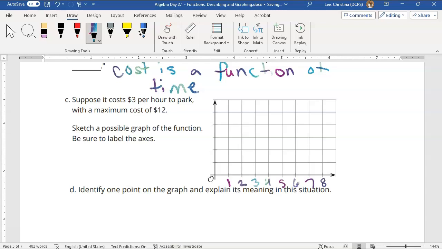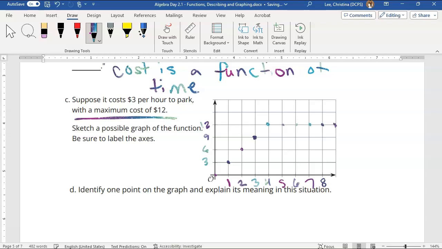Now, our max is 12, so I'm going to count by 3: 3, 6, 9, 12, since it's $3 per hour. So 0 hours costs us nothing, right? 1 hour costs us $3. 2 hours cost us $6. 3 hours cost us $9. 4 hours cost us $12. But the maximum cost is $12, which means after 4 hours, we're paying $12.